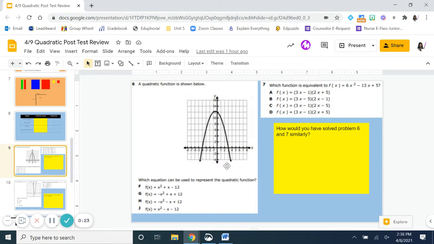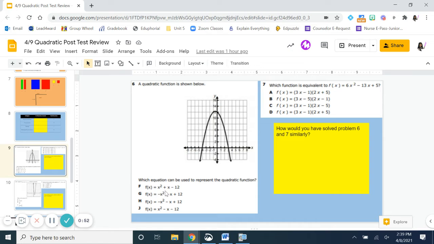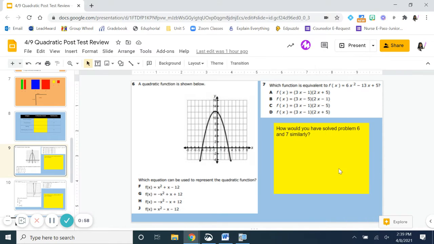It says which equation can be used to represent the quadratic function, and it's given us a quadratic function in the graph right here. And I have equations as my answer choices. Okay. So I can actually do this a couple of ways. I can either create a table from this graph and then plug those points into my stat edit, or I could also plug my equations into my calculator to try to match my graph, because all I want to know is if or which one of these equations matches that graph right there.